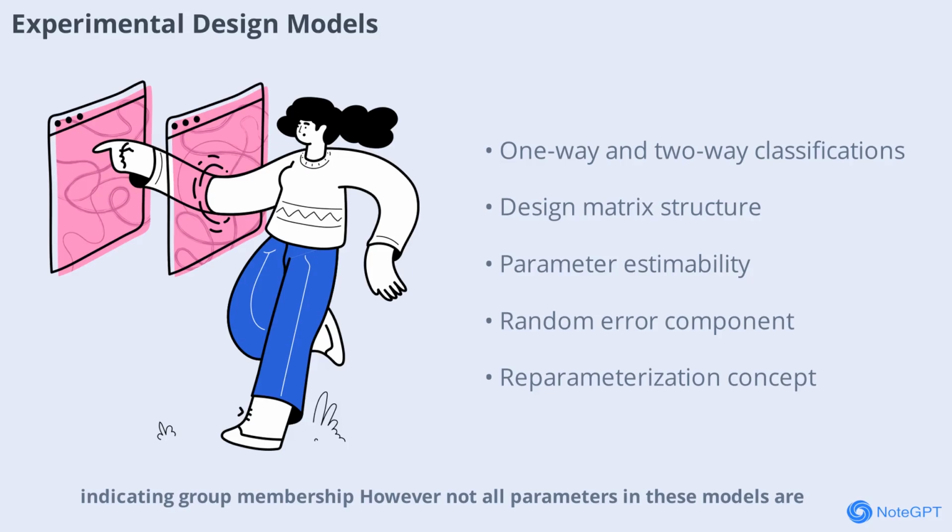However, not all parameters in these models are uniquely estimable unless certain restrictions are applied. This leads us to the concept of reparameterization, ensuring that our estimates are meaningful and unique.